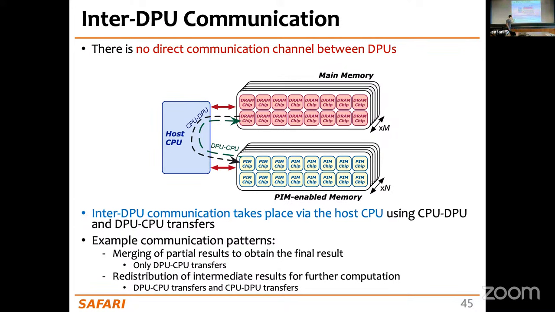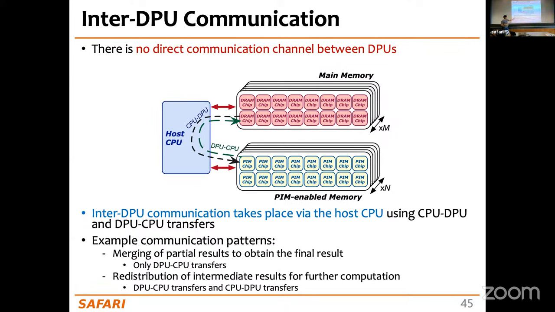Well, you can think about different example communication patterns. I'm just mentioning a couple of them here. In some cases, you might just need to merge partial results to obtain the final result. For example, if you are computing a matrix vector multiplication and assign part of the matrix and part of the vector to different DPUs, at the end you might need to perform a final reduction to obtain the final values of the output vector, the output result.